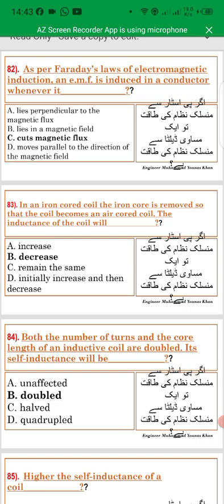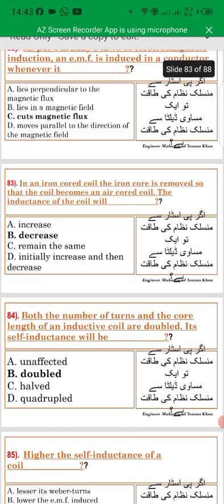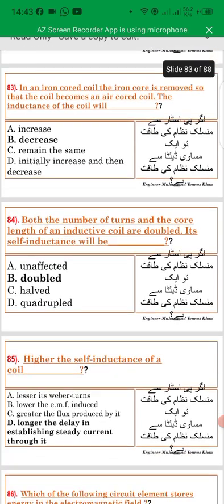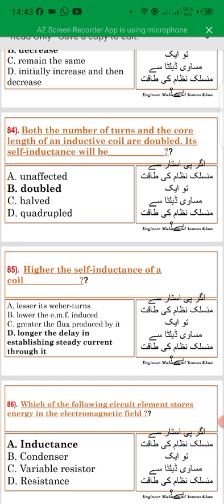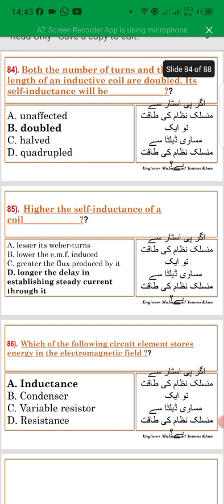In an iron core coil, the iron core is removed so that the coil becomes an air-cored coil. The inductance of the coil will decrease. Both the number of turns and the core length of an inductive coil are doubled. Its self-inductance will be doubled. The larger the self-inductance of a coil, the longer the delay in establishing the steady current through it. Which of the following circuit elements stores energy in the electromagnetic field? Inductance.